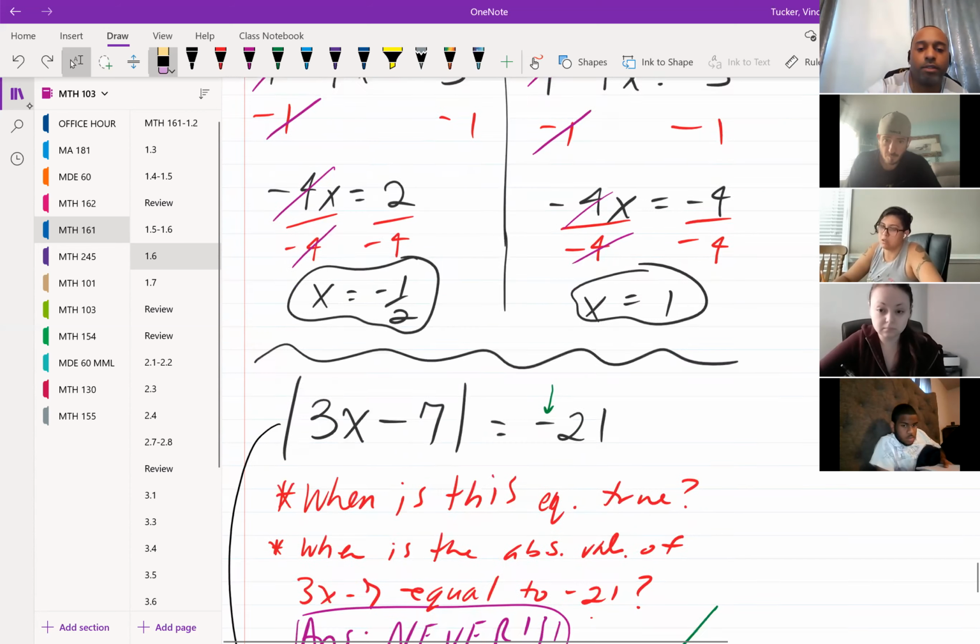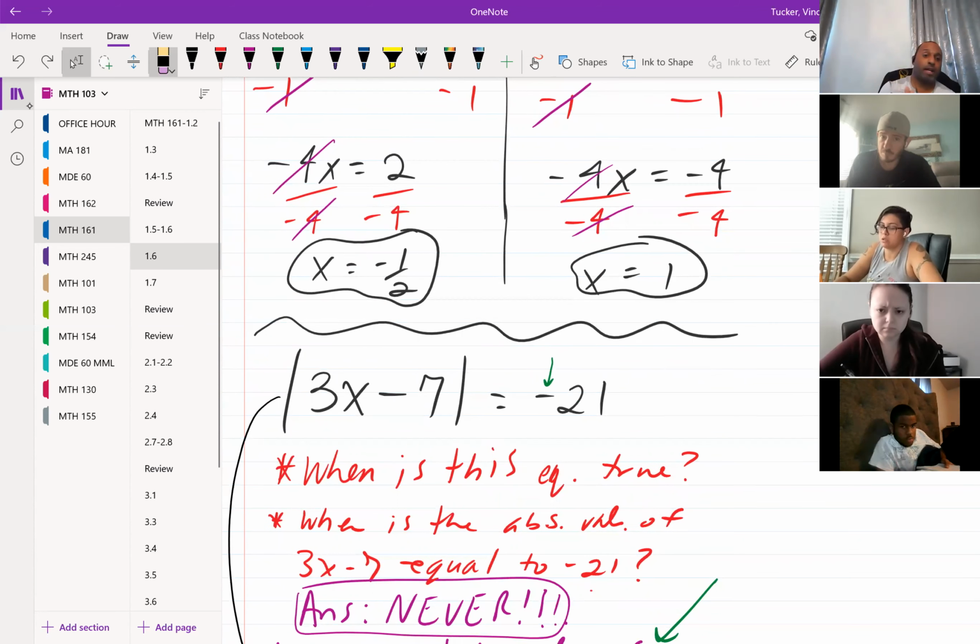And the answer is never, right? Because remember, we talked about absolute value. Whenever you apply the absolute value, the result will always be positive. Absolute value of 11 is 11. Absolute value of negative 11 is also 11. So the absolute value of 3x minus 7 can never be negative 21.